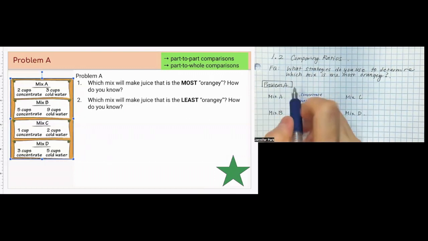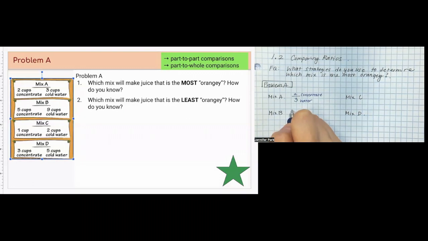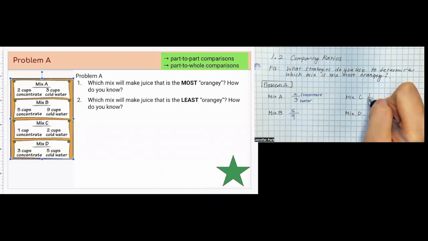And if you actually look at that as a fraction, right? I'm going to write the same thing for the other one. Mix B, 5 cups of concentrate to 9 cups of water. 1 cup of concentrate, 2 cups of water, 3 cups of concentrate, 5 cups of water. Which one of these will make the juice that is most orangey? Which one will have more concentrate compared to water?